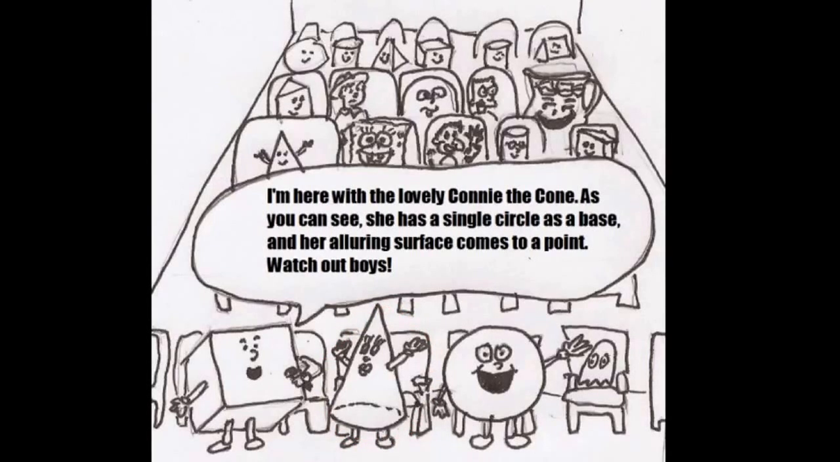She is a cone. So the cone has a circular base and it's kind of dotted line to show like what would be behind what you can see. As you can see, she has a single circle as a base, and she comes to a point.